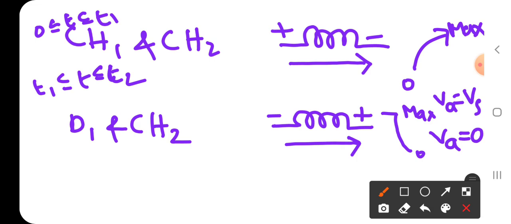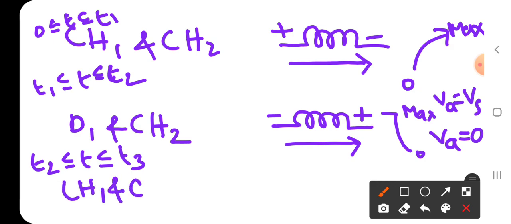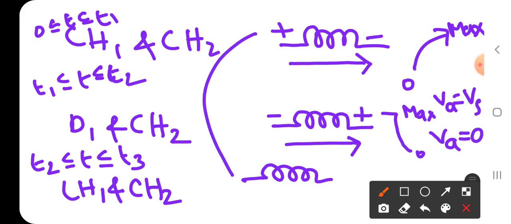When D1 is turned off, at T2 I turn on CH1 again, that is from T2 to T3. Yes, what happened? CH1 and CH2 are on. When CH1 and CH2 are on, the same story repeats. The current flows like this. The inductor is a passive element, therefore it stores the energy in this fashion.